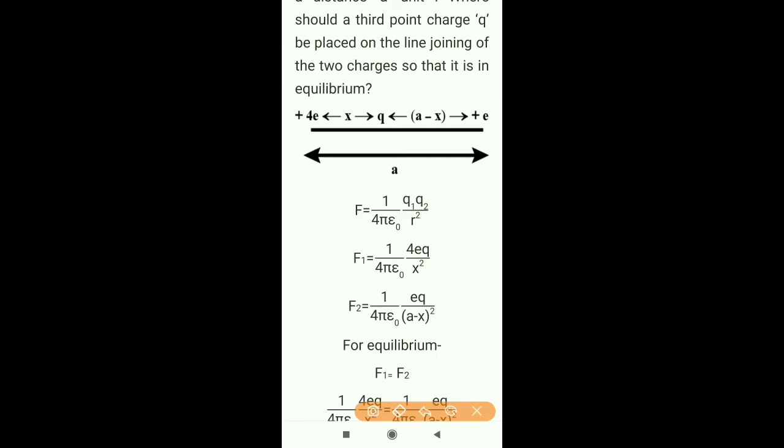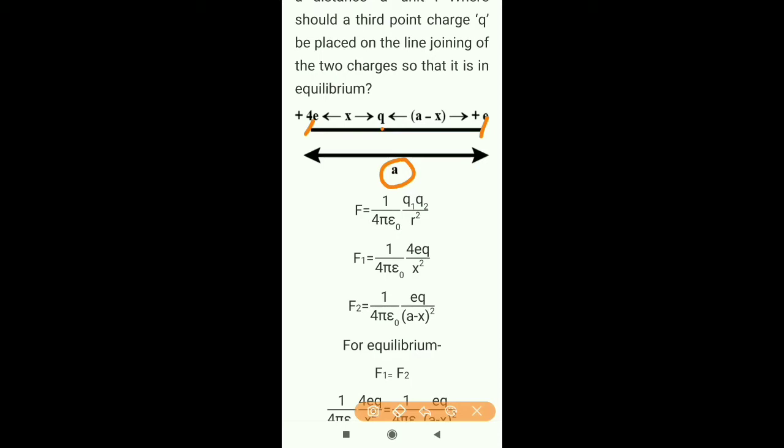Now just see, two fixed charges +4e and +e are separated by a distance a, and I am keeping the charge q such that the separation between +4e and q is x units, while between +e and q is (a - x) units.